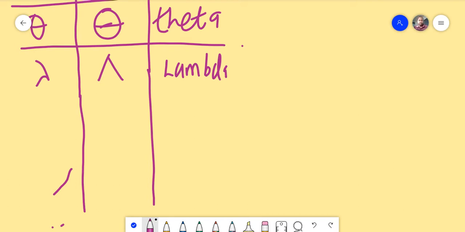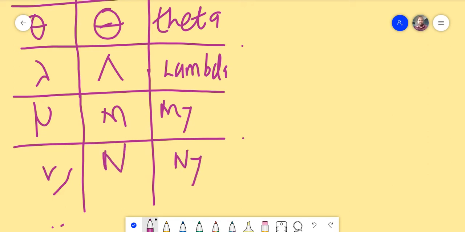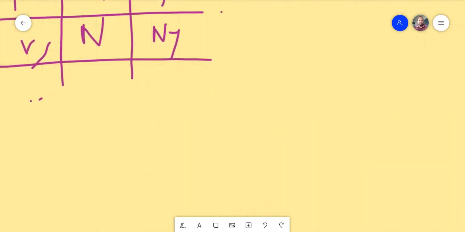And then we have this one, which is known as mu. Some people call it mi, but I usually call it mu. And then we have this one, ni, or nu. Some people call it nu. It depends where you come from.